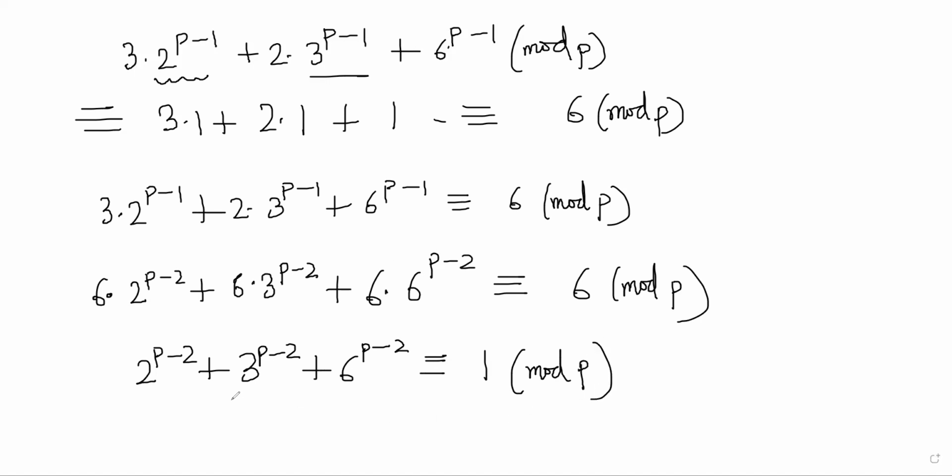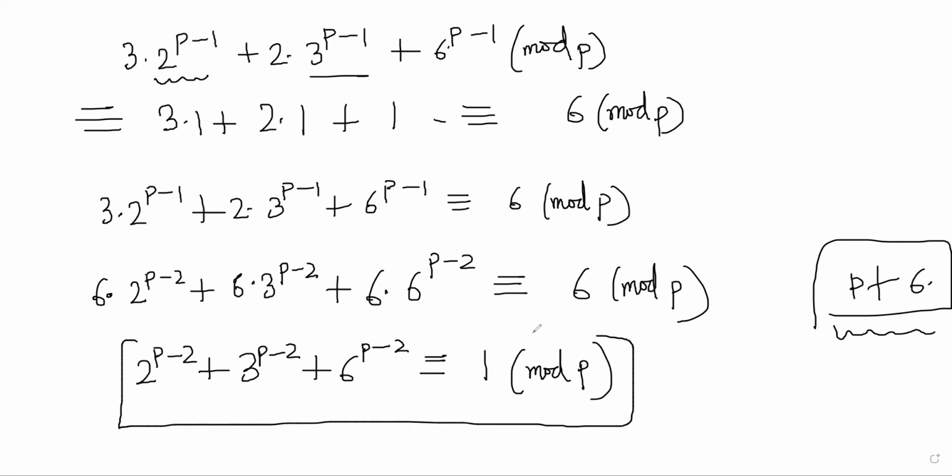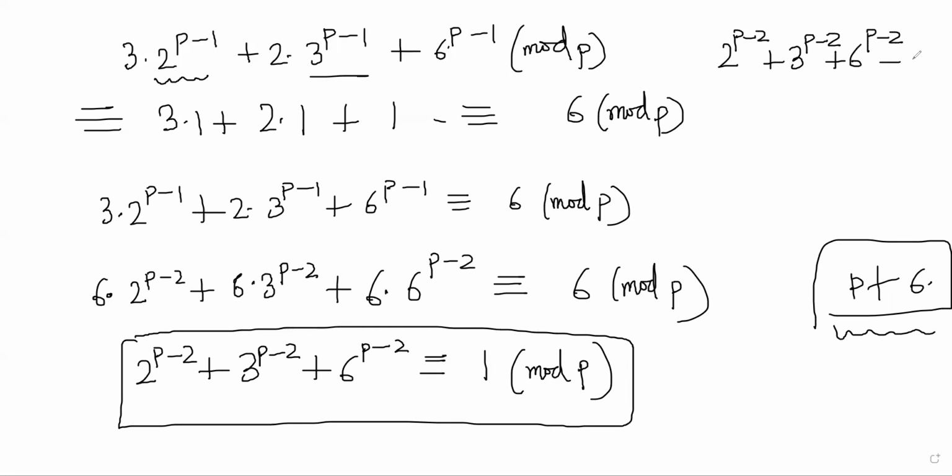The reason we are able to divide by 6 is because we know p doesn't divide 6. That's why we can cancel 6 from this congruence, right? p and 6 are coprime. That's why we are able to cancel. Otherwise, cancellation is not allowed. So we are getting this expression. So that means that 2 power p minus 2 plus 3 power p minus 2 plus 6 power p minus 2 minus 1 is congruent to 0 mod p, right?